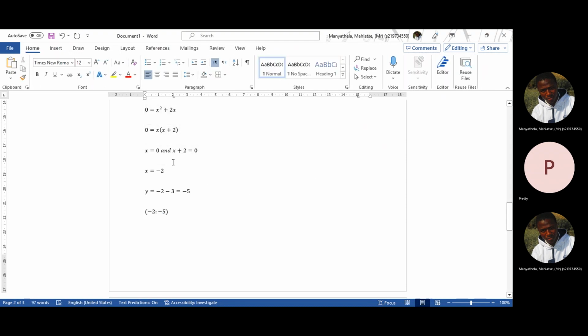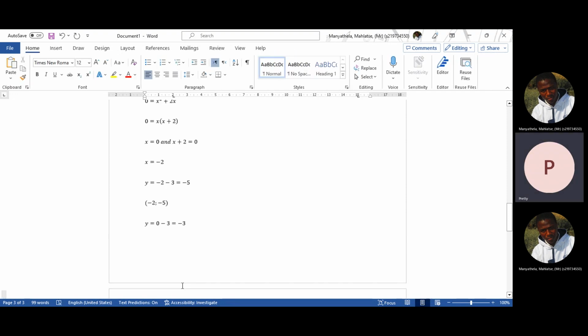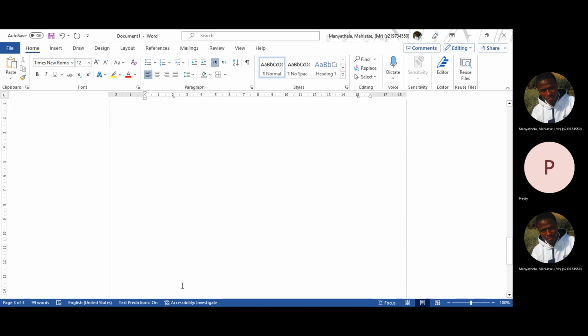Then for the other one, x equal to 0, we replace x with 0. So 0 minus 3, which is minus 3. So our points of intersection are minus 2, minus 5 and 0, minus 3. That's your points of intersection.